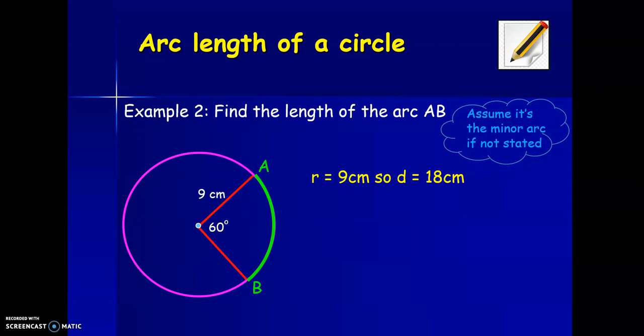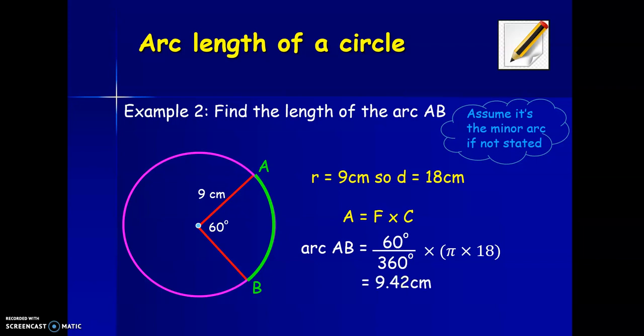Again, the radius here is 9 centimetres, so the diameter will be double that, so the diameter is 18 centimetres. We remember that arc is equal to the fraction times circumference. So your arc AB is equal to your fraction, which is 60 degrees over 360 degrees, multiplied by your circumference, which is pi times the diameter of 18. Again, if we put this into the calculator, we would do 60 divided by 360 times pi times 18, and that will give us an answer of 9.42 centimetres for the length of the arc.